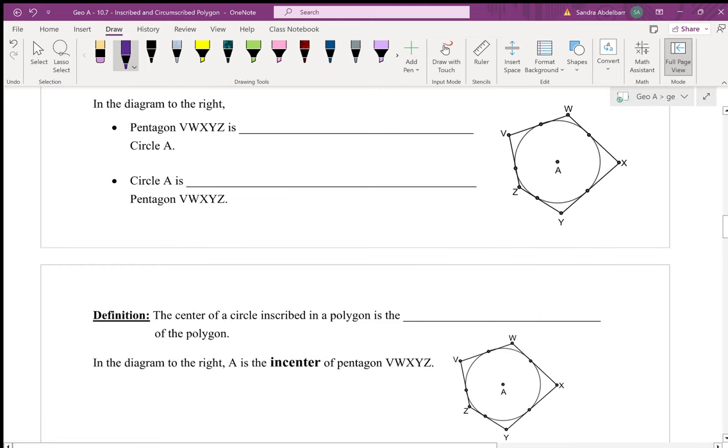In the diagram to the right, the pentagon is what? Inscribed or circumscribed about, in reference to the circle? So is the pentagon inscribed in the circle, or is the pentagon circumscribed about the circle? Circumscribed about. And what about the circle in reference to the pentagon? Is the circle inscribed in the pentagon, or is the circle circumscribed about the pentagon? Well, inscribed. The circle is inscribed in the pentagon.